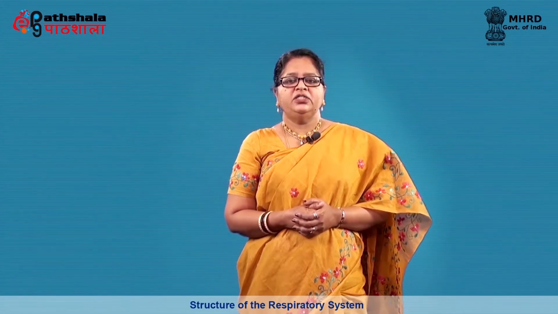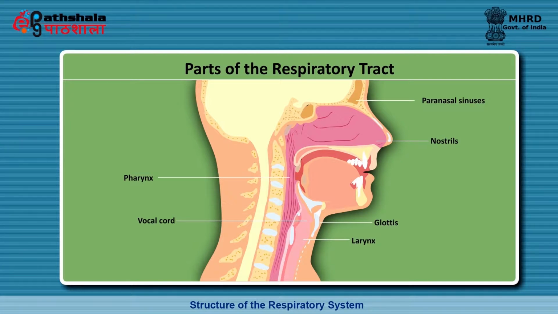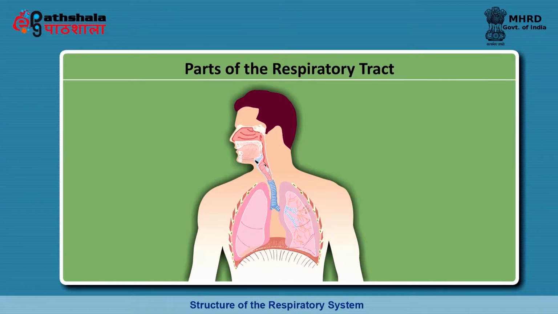The first part, as you can see from the diagram, is the upper respiratory tract or the URT, which extends from the nostrils to the vocal cord, including the paranasal sinuses, glottis, pharynx and the larynx. And the second part, namely the lower respiratory tract or the LRT, extending from the vocal cord to the alveoli, that is the trachea, airways and the alveoli.